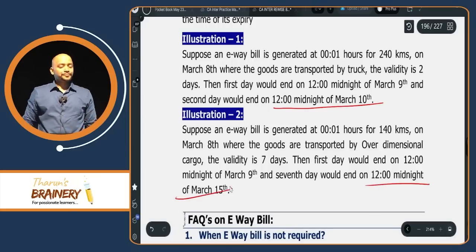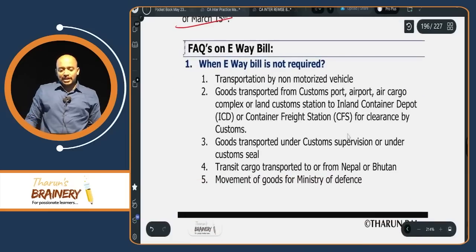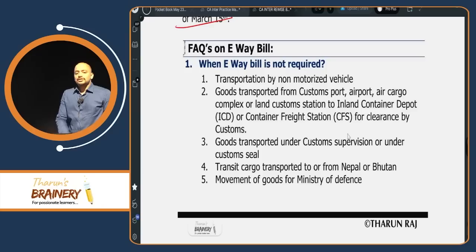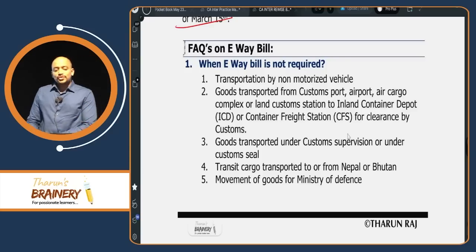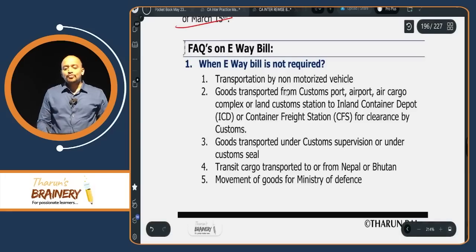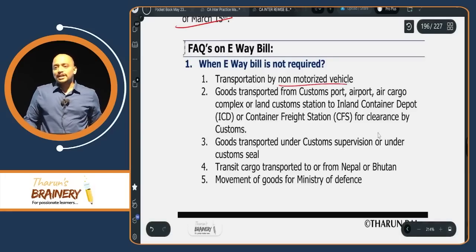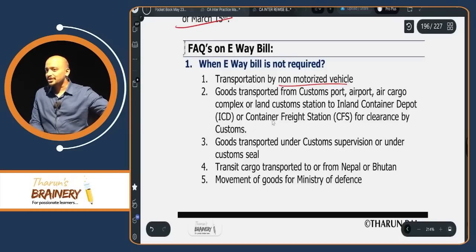You understood? Then FAQs on e-waybill. When is e-waybill not required? If it is transportation by non-motorized vehicle. Non-motorized vehicle means bullock cart, horse cart, etc. So no motor in that, so that does not require e-waybill. That animal will die here. That much distance and all we cannot transport. So shorter distance only.